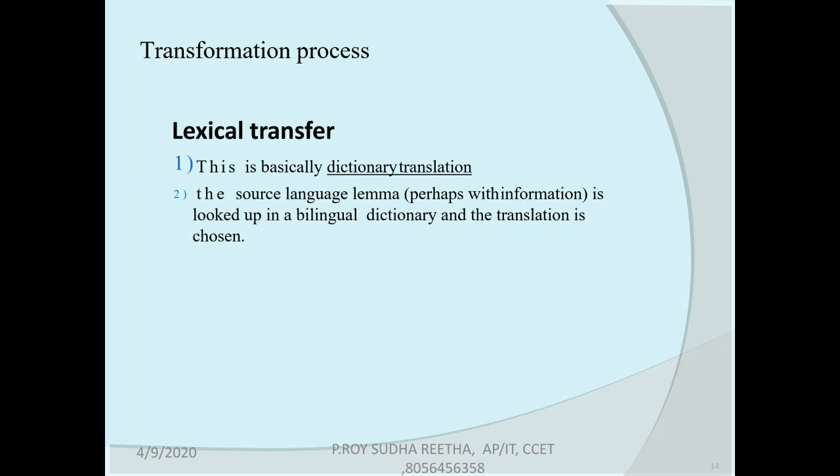Another transformation process is lexical transfer. Lexical transfer makes use of dictionary translation. As we know, in dictionary translation the source language word, that is the given input text, also called the lemma, is converted and translated into a bilingual dictionary word, by which different meanings will be given for the source language lemma.